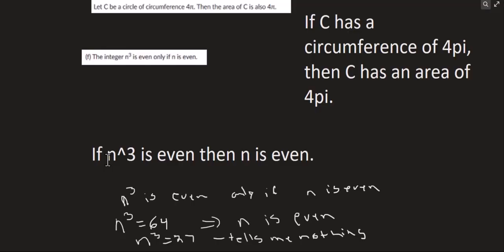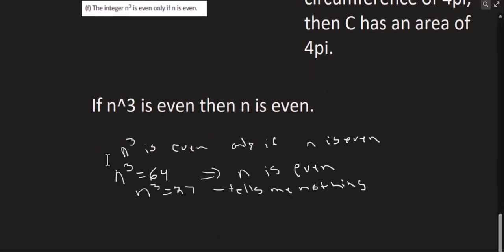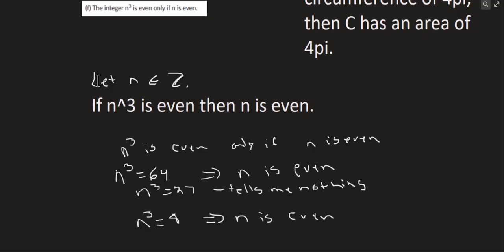It says the integer n to the third is even only if n is even. So n to the third equals 8, n to the third is even, implies n is even. I did forget one thing on this, because it says the integer n to the third, so I should have started by saying let n be an integer. And then if n to the third is even, then n is even.